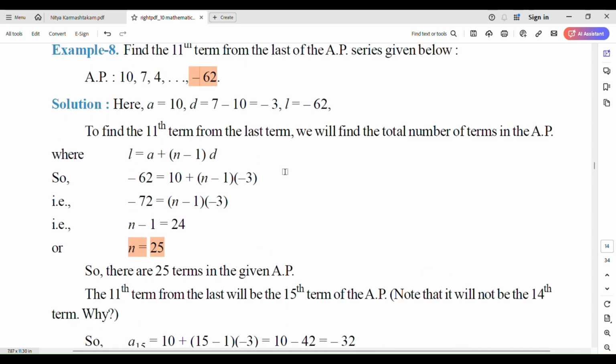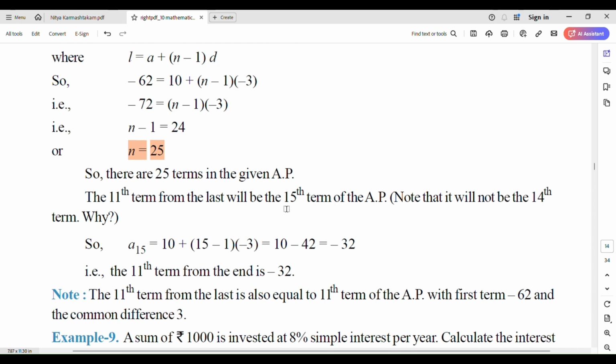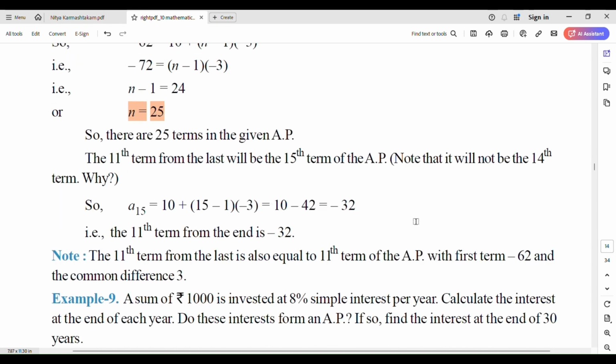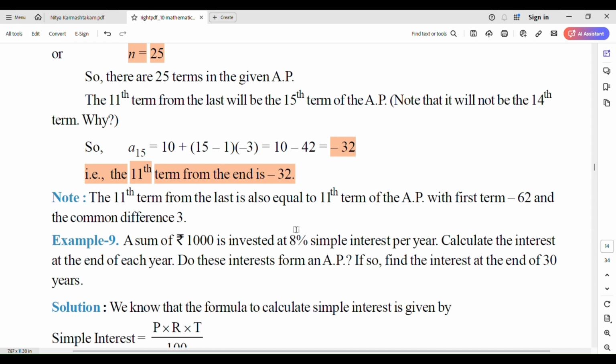So the question asked is the 11th term from the last. So the 11th from the last is basically the 15th of the AP. 25 minus 10 is what you have to do. So the 15th term is basically, if you substitute the values, 10 plus 15 minus 1 into minus 3, that is minus 32. So the 11th term from the end is minus 32. This is how we can do it.